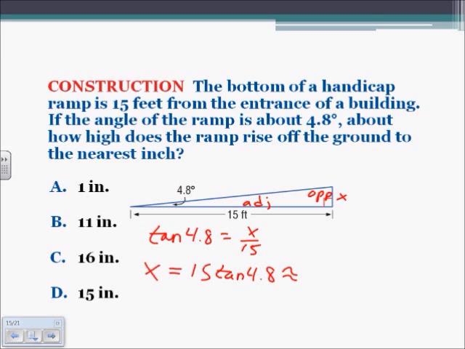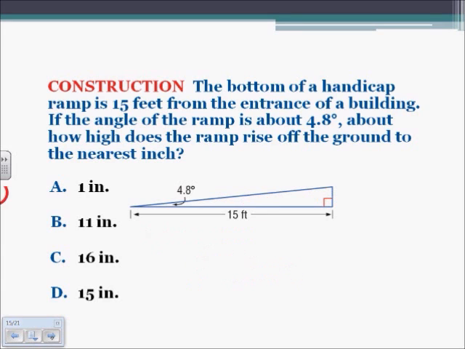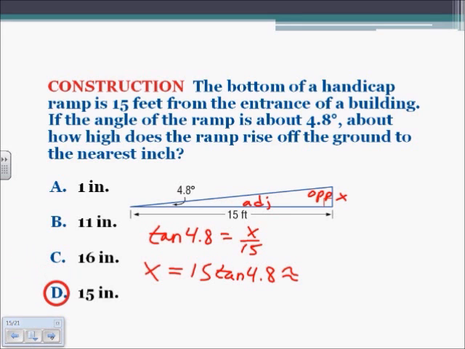or approximately, grab your calculators and solve. Okay, my final value will be 15 inches, rounded to the nearest inch. If you wanted the actual value of 15 tangent of 4.8, it's about 1.26 feet, which simplifies down then to about 15 inches. Okay, similar type problem.